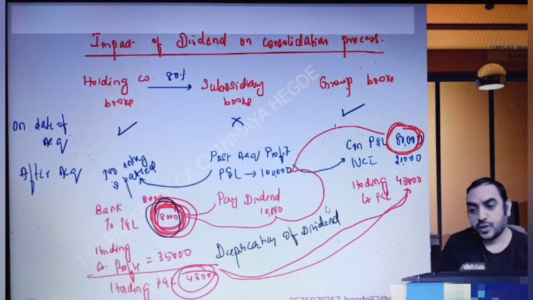Okay, now what we just discussed so far: dividend paid by subsidiary in subsidiary books, P&L to bank. Reserves balance will reduce in subsidiary company. In holding company books, bank to P&L, reserves and bank balance will increase only to the extent of holding company share. Overall impact on books, no impact to the extent of holding company share, and NCI will be reduced. Journal entry will be NCI account debit to bank, related to NCI share. This is what we just discussed.